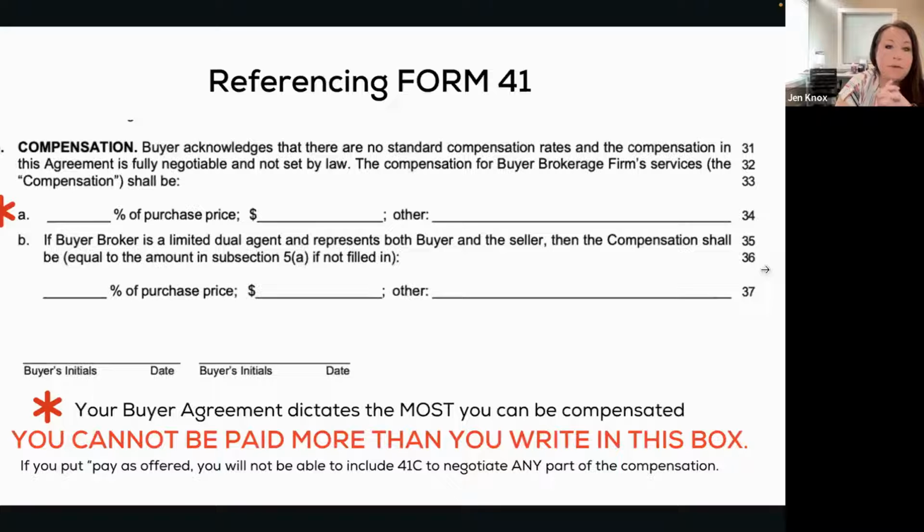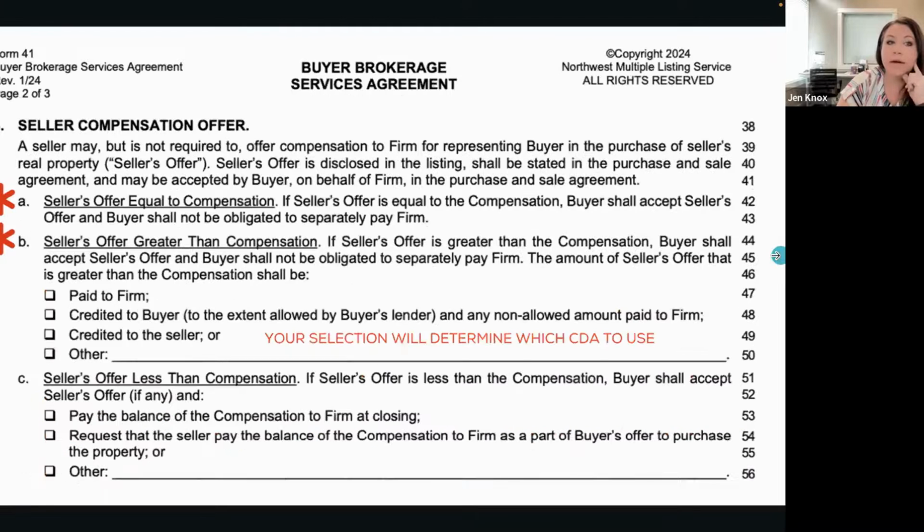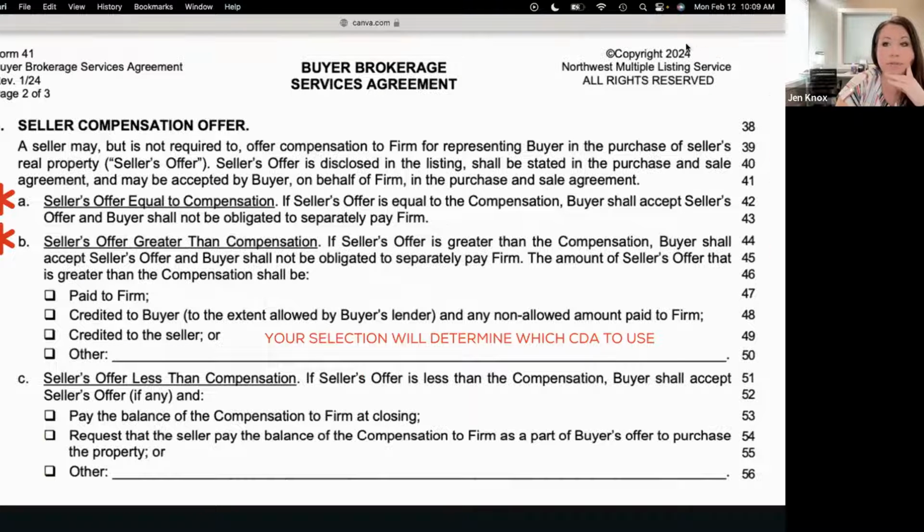When we reference Form 41, we also want to make sure that whatever we have in our agreement is what we're being paid, not only with the purchase and sale agreement, but also with our CDA. We're going to go ahead and double check the lines below that we've selected, because remember, we can't negotiate anything that we haven't pre-agreed to.